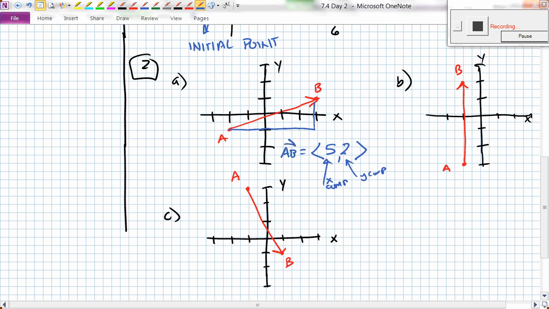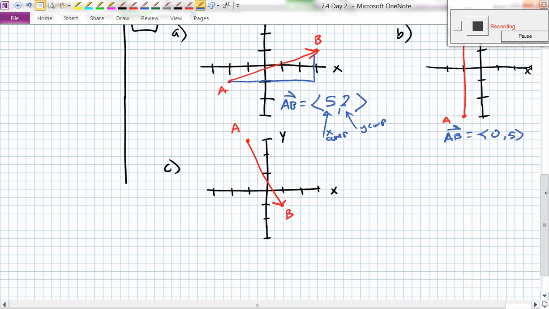Mandy, what did you get for B? I got AB with the little line over it, and then equals 0, 5. So we say vector AB has components 0, 5. Okay, Lalo's group, what did you get for part C? Vector AB equals components 2, -1. Yeah, 2, and then negative 1, 2, 3, 4. So 2, -4. So it has the components 2, -4.